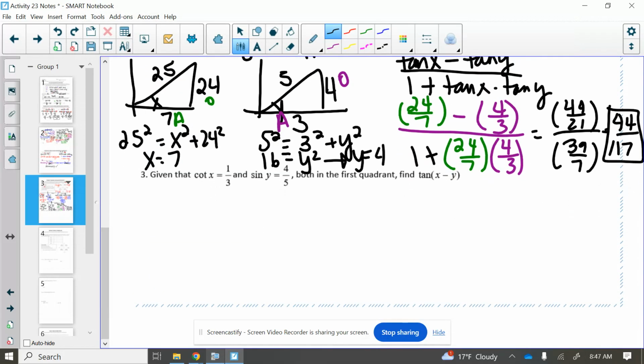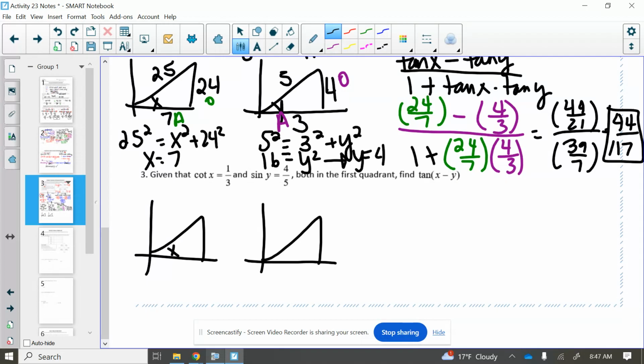All right, the last one is again giving us 2 triangles in quadrant 1. We have triangle x, who's giving us the cotangent, and triangle y, who is giving us the sine. Remember, the cotangent is your adjacent over your opposite. So opposite is 3, adjacent is 1. And again, we're looking for tangent. And then the second triangle gave you sine, so opposite over hypotenuse. And reminder with tangent, you need the tangents of each of these.